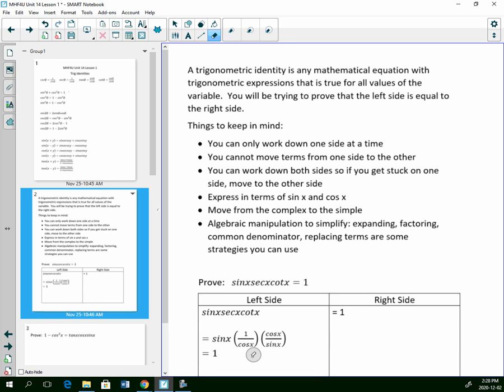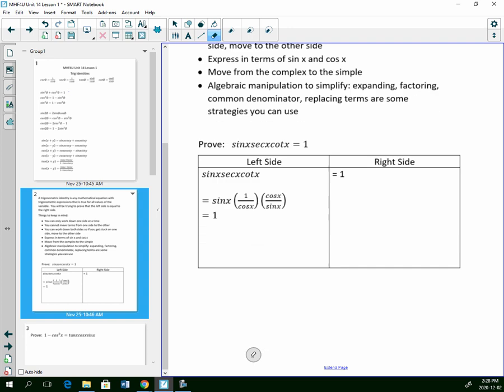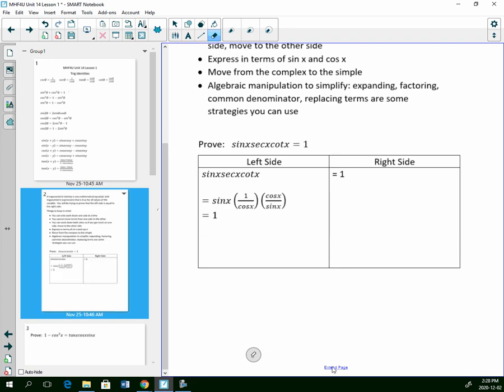You can work down the left. You can work down the right. You can work down both. What you cannot do is move terms from left to right or right to left. So remember that, and you'll see I have a table here. Because you are trying to prove the statement is true, you have to work down each side individually. You can't bring terms over. It's not an equation. You're just trying to prove that the statement is true.